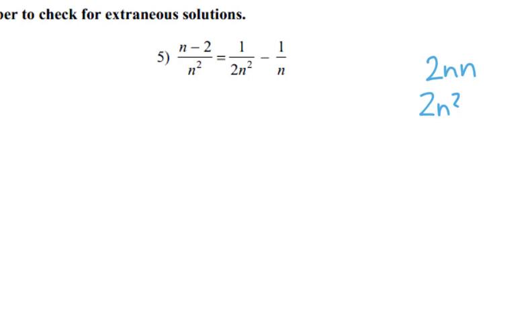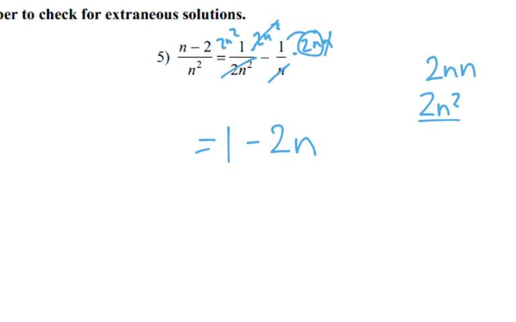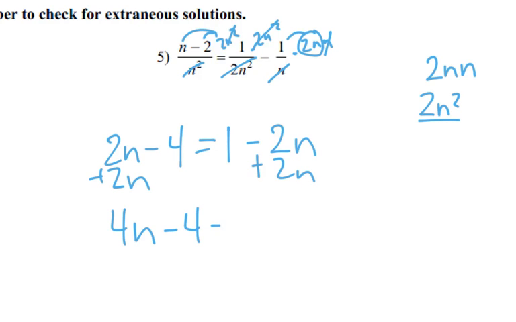No. Because if I multiply this side by 2 times n, which is 2n squared, and this one by 2n squared, and this one by 2n squared, on the right side, I only get rid of one n, so I'm left with 2n, which is alright, because then I just distribute. So minus 1 times 2n is 2n. The middle one gets eliminated completely, which we like. The left side only gets rid of the n squared, so I distribute the 2, and I get 2n minus 4. Then I add 2n to both sides, giving us 4n minus 4 equals 1.